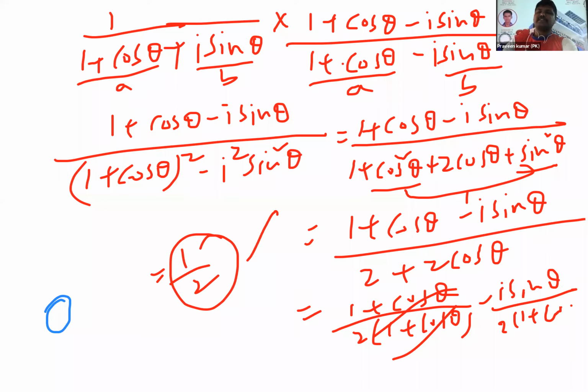Nothing I did, very easy. I just rationalized the denominator, used the (a plus b) square formula expansion, and the i square value is minus 1. You know that sin square theta plus cos square theta is 1. Already 1 is there, so 1 plus 1 is 2, and 2 plus 2 cos theta. Take 2 common, separate the terms. 1 by 2 is the answer. This question I have given many times in the examination. Very, very important in KCET. Do it fast.